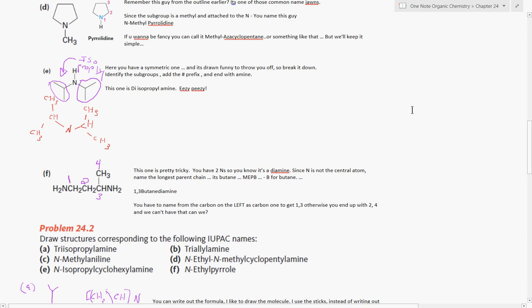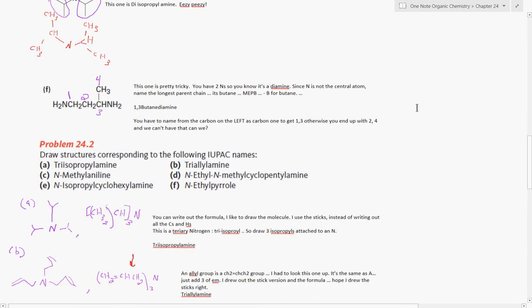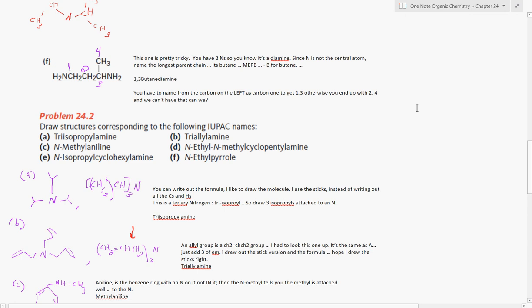So I drew it with the carbons and hydrogens on there. That helps me figure out the naming in my brain. Whatever works for you, go ahead and draw it that way. And F, this one's pretty tricky. You have 2 nitrogens, so you know it's a diamine, and nitrogen is not the central atom. So you name the longest parent chain, which is butane.